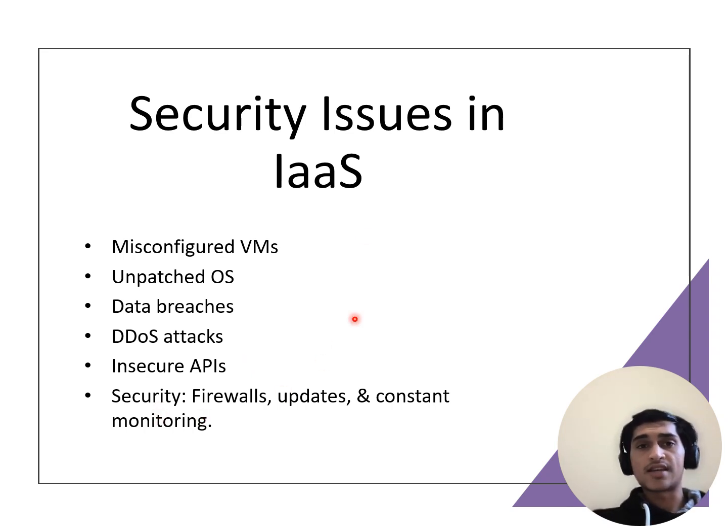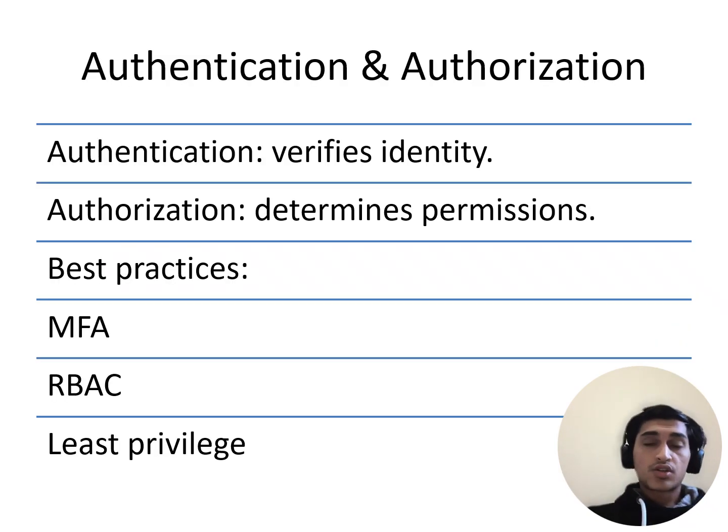To protect IaaS, we need firewalls, which every computer has its own, and there need to be updates, which we discussed regarding unpatched operating systems and misconfigured VMs as well. There needs to be constant monitoring to be protected from unpatched OS, VMs, and many more. We can also prevent DDoS attacks, since we have virtual ports in our computer, and we can block those. So let's go to the next slide, which is authentication and authorization.